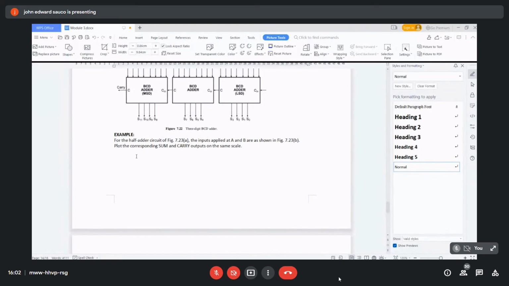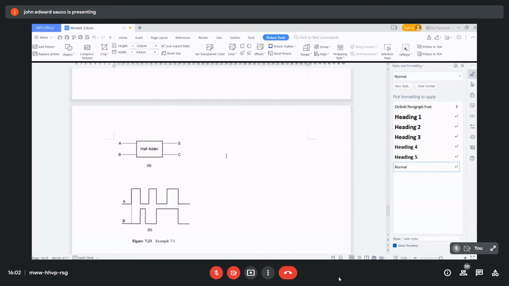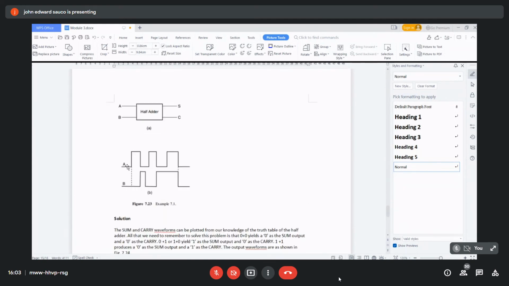Okay. So, sa sample naman dito is yung half adder, meron tayong input na A and B and plot the corresponding sum and carry of the same scale. Okay? So, ito ang given. Ito daw yung input natin. May 1, 0, 1, 0, 1. Okay? So, dito naman ay 0, 1, 0, 1, 1, 0.